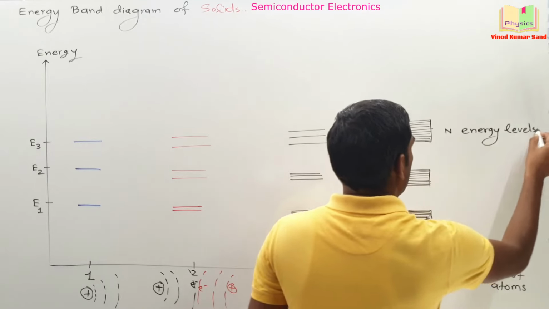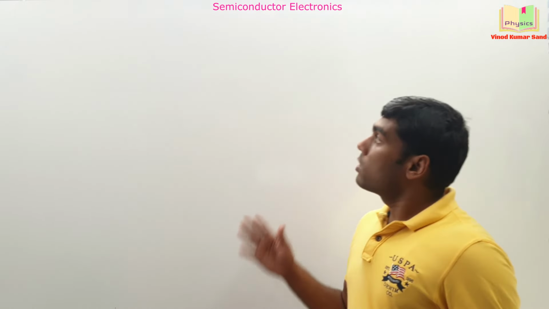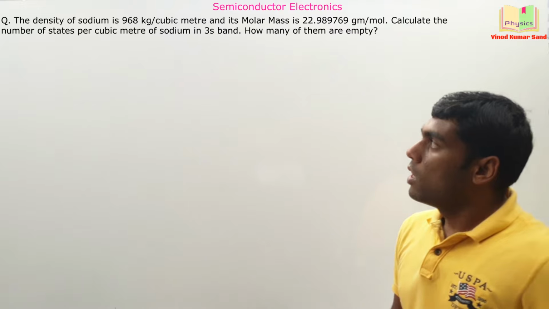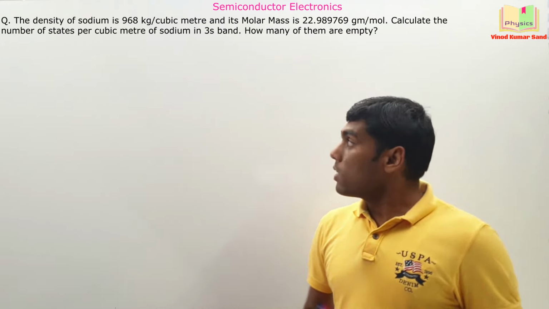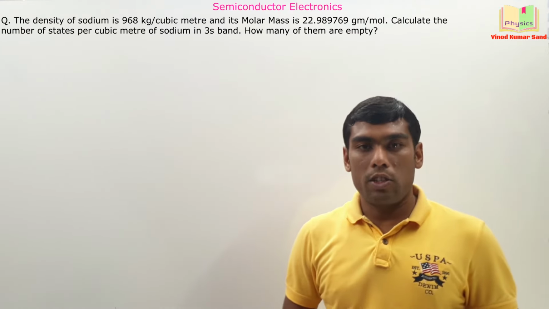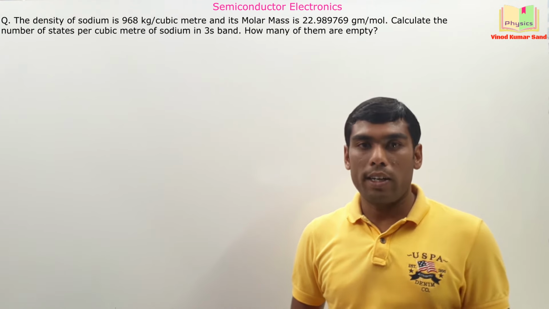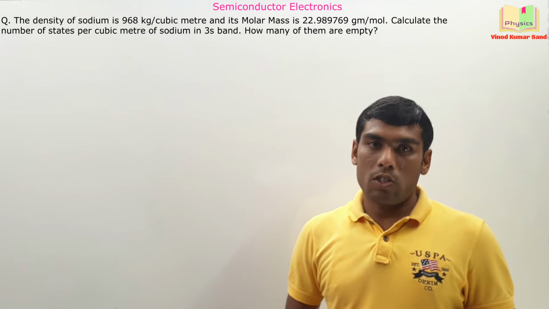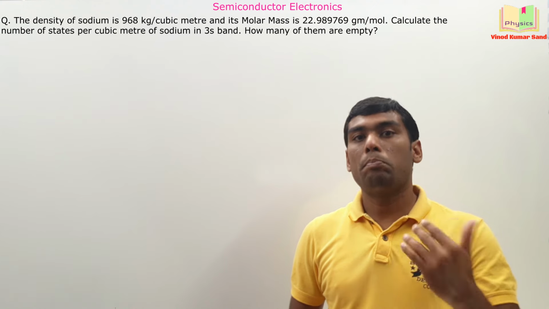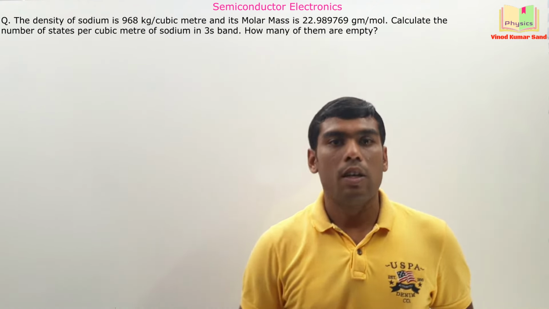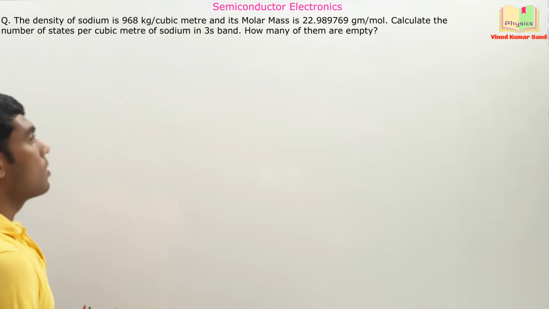We have seen that if there are a large number of atoms, then there will be a large number of energy levels in a given energy band. So let's observe it through a question. The density of sodium is given to us as 968 kg per meter cube, and we have to find the number of energy states in the 3s band per cubic meter.